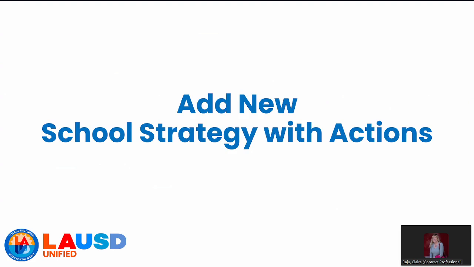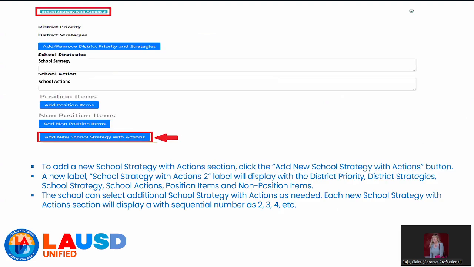And now I'll cover how to add a new school strategy with actions. To add a new school strategy with actions section, we click the Add New School Strategy with Actions button. And a new label, School Strategy with Actions 2, will display with the district priority, district strategies, school actions, position items, and non-position items. The school can select additional school strategy with actions as needed, and each new one will display with a sequential number. So it would be 2, 3, 4, and so forth.